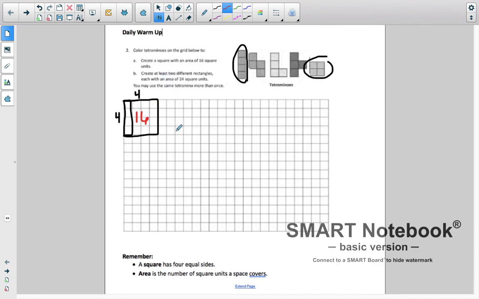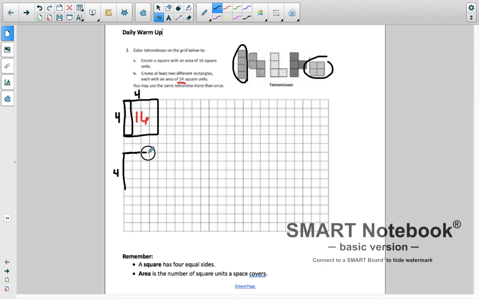Now, B says, create at least 2 different rectangles, each with an area of 24 square units. So I'm going to again use this one. So I need to think of 4 times what is going to equal 24. So here I have my length of 4. What is going to be my width? 4 times what equals 24? 4 times 6 equals 24. So I'm going to make my width 6.